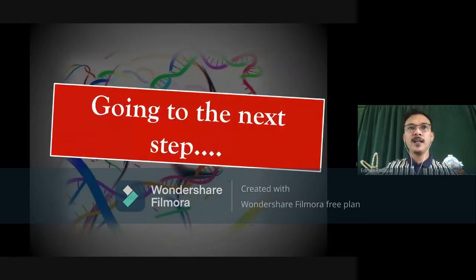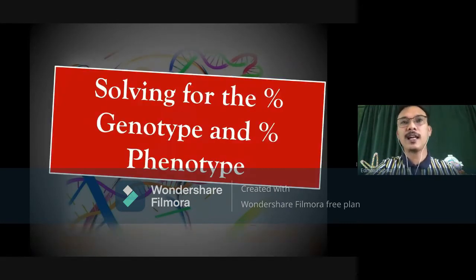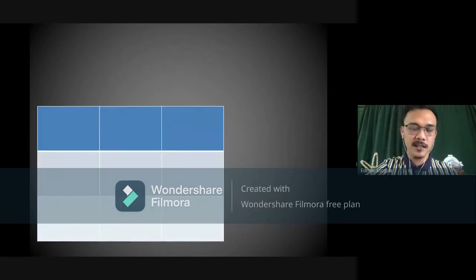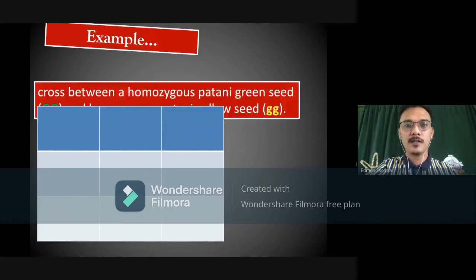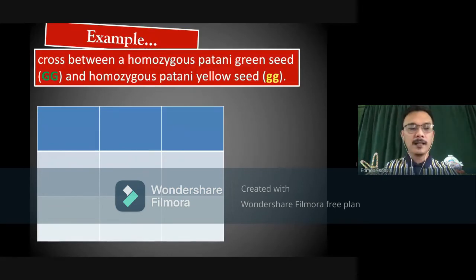At this time, we are now going to solve for the percentage genotype and the percentage phenotype. Okay, so numerical interpretation now of the offspring. So you are now able to identify the genotype and the phenotype, but this time we are going to add another skill, that is solving for the percentage phenotype and the percentage genotype. Anyway, this is just easy since you are already familiar with this one. So we are going to use another example.